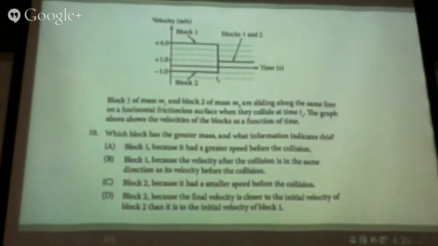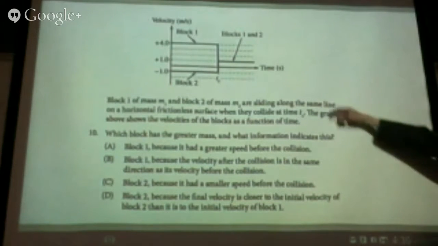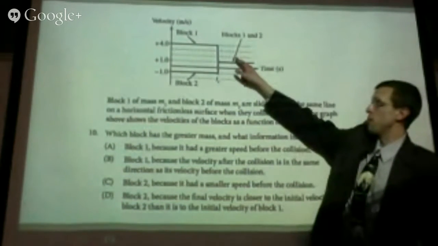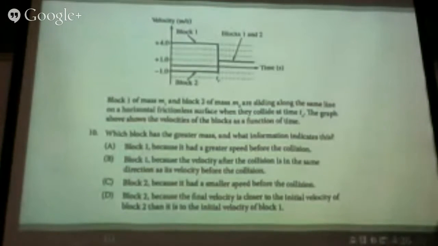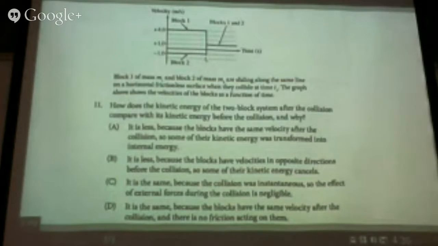Sensible. Like if the velocity of blocks 1 and 2 was a little greater and was closer to block 1, would that answer make sense? Yeah. So that would have to mean that maybe our velocity ends up here instead of down here. Then B would be correct. Same graph on this one, but a different question. I think this is the graph for questions 10 through 12.